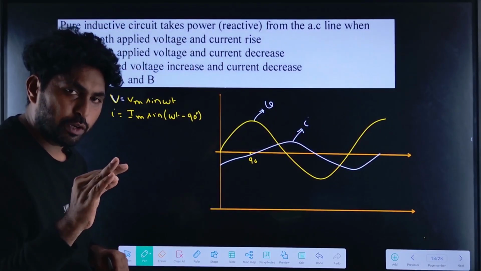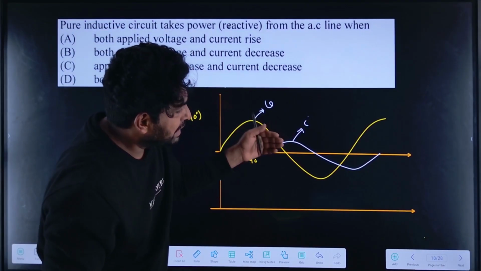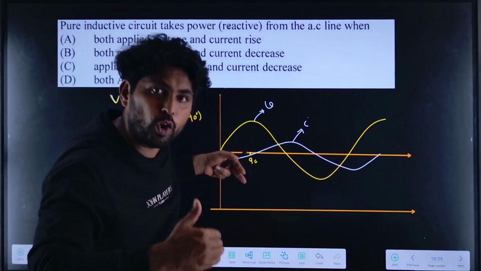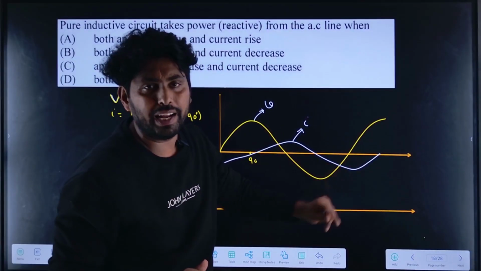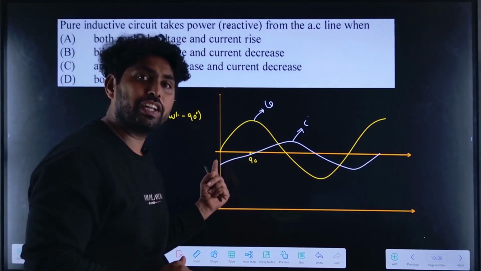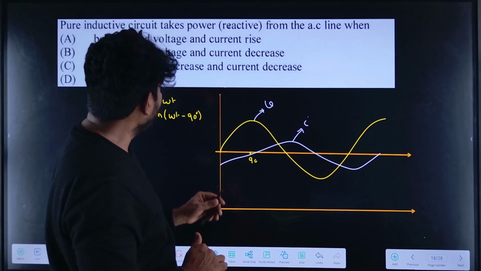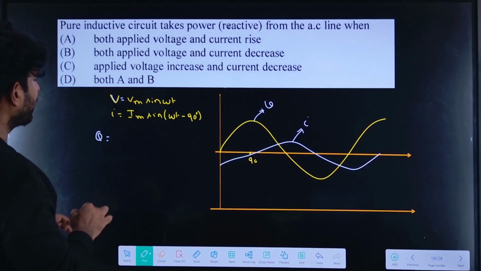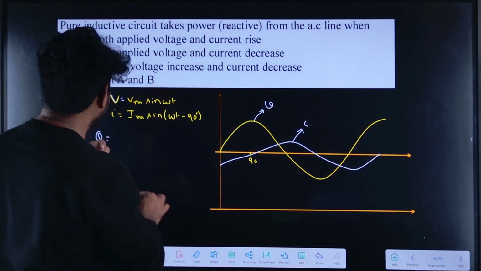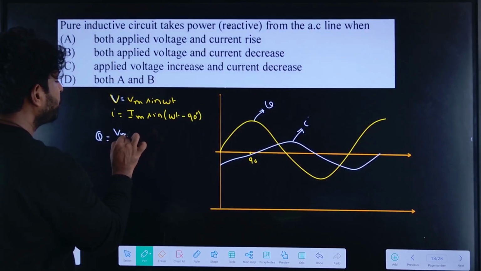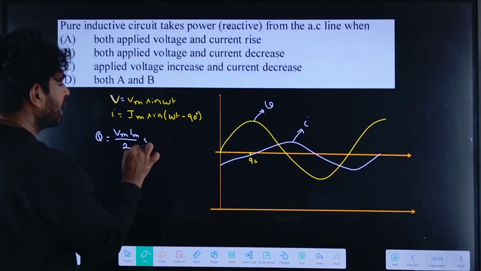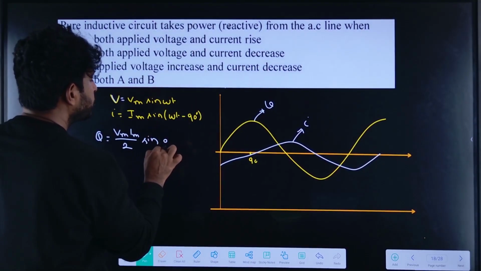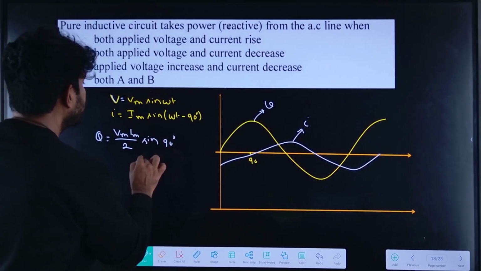Simple. In case of pure inductive load, the voltage, the yellow line, is equal to Vm sin omega t. The current lags the voltage by 90 degrees, so it is represented with the white line, which starts 90 degrees after the voltage. Now, if I find the reactive power, as we derived earlier, it is equal to Vm Im by 2 into sin phi, or sin 90, into sin 2 omega t.